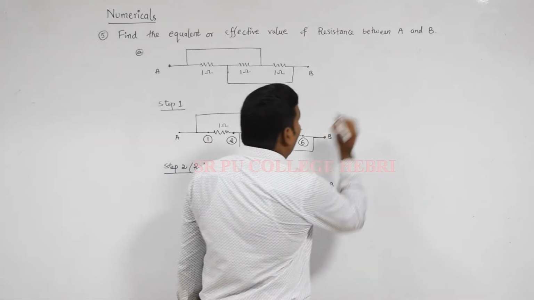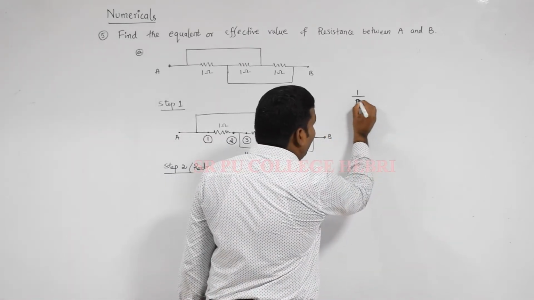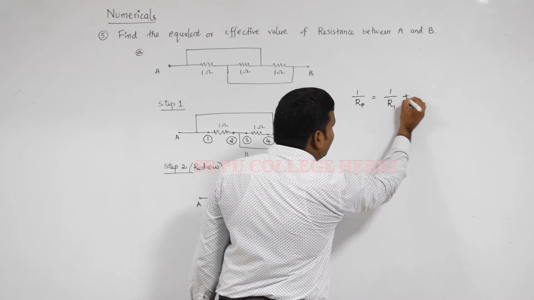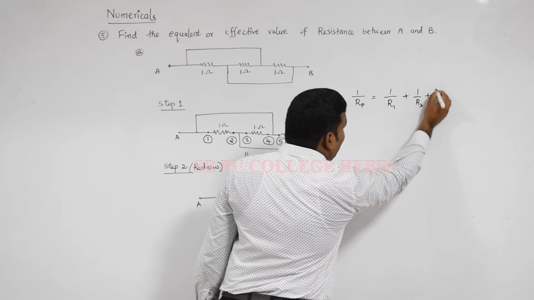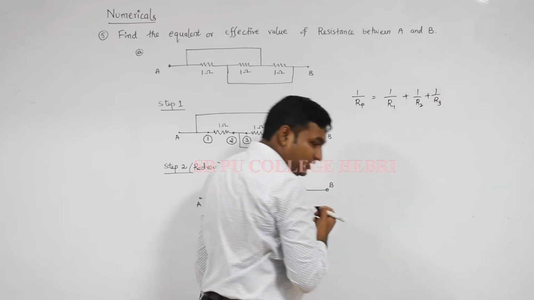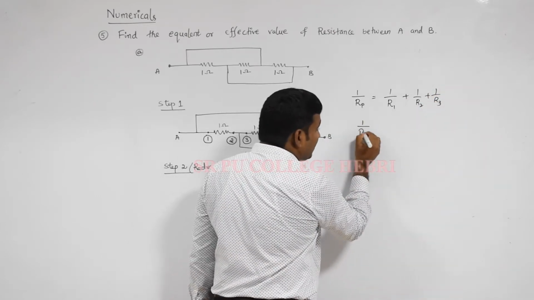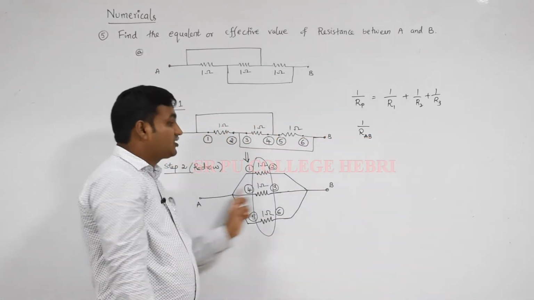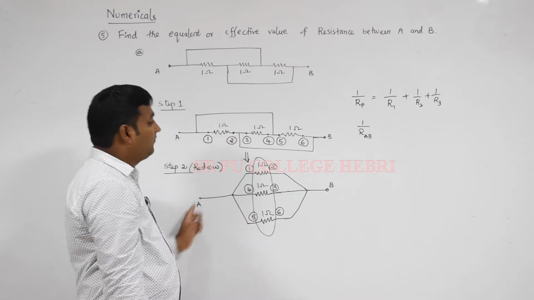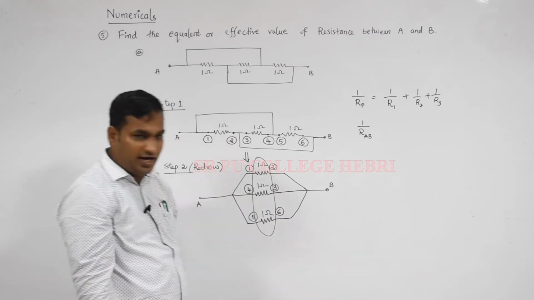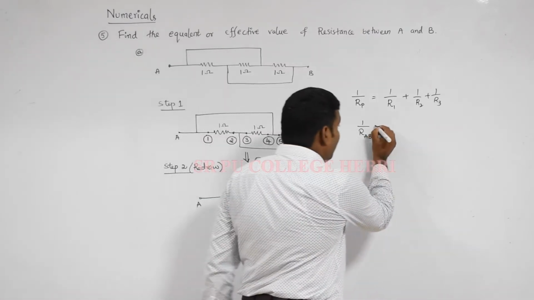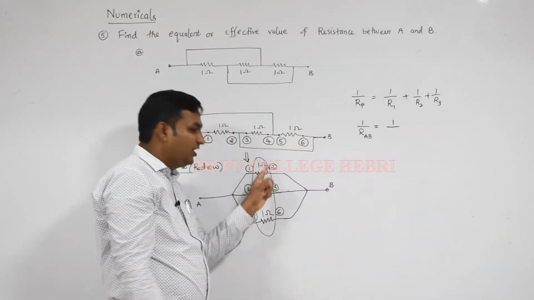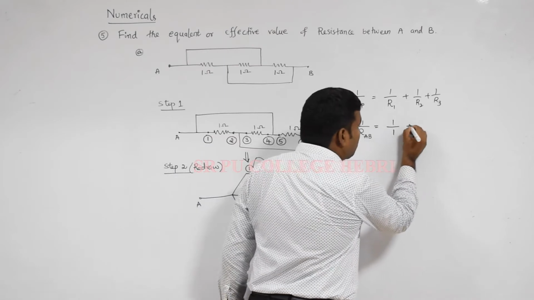Automatically for a parallel combination, you know the formula, 1 by Rp is equal to 1 by R1 plus 1 by R2 plus 1 by R3. Then 1 by Rp is nothing but 1 divided by Rab. Rab is nothing but resistance between A and B, or effective or equivalent value of resistance between A and B. 1 by Rab is equal to 1 divided by R1. What is the value for R1 here? They given 1 ohm.